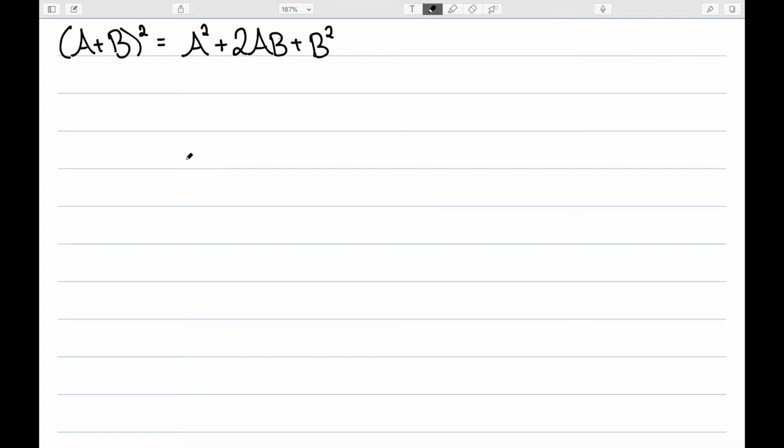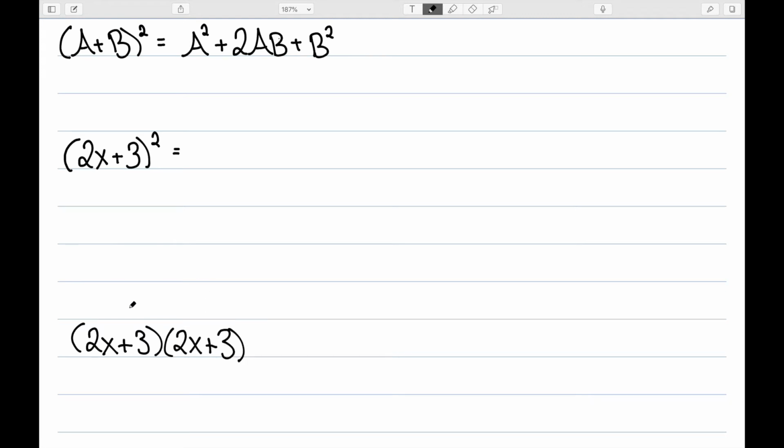My next one has to do with a square. A plus b squared is a squared plus 2ab plus b squared. For this one, I'm going to do 2x plus 3 squared. And we can absolutely write it as 2x plus 3 times 2x plus 3 and FOIL it. So if you're not comfortable with the formula, you can absolutely multiply it out using other methods. In this case, a needs to be the first part of the parentheses, in this case 2x, b the second part, the 3.